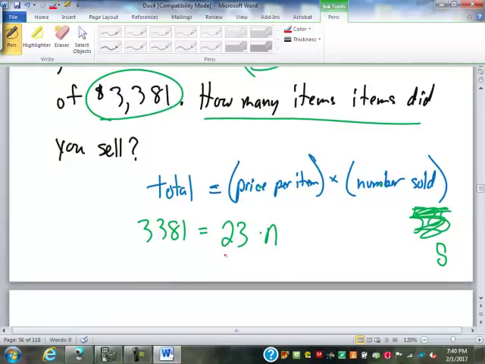So now how do we solve this equation? Divide by 23. Good. So 23 is gone there. That's N. 3381 divided by 23 is 147. Perfect. So we have to sell 147 items.